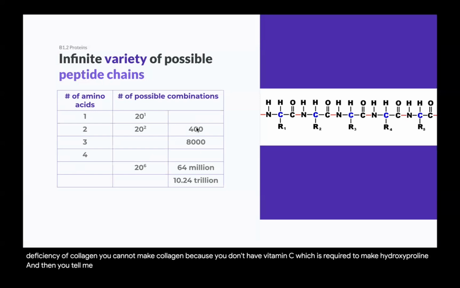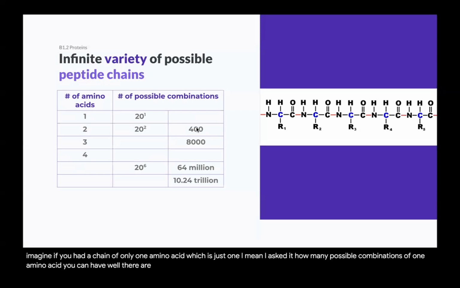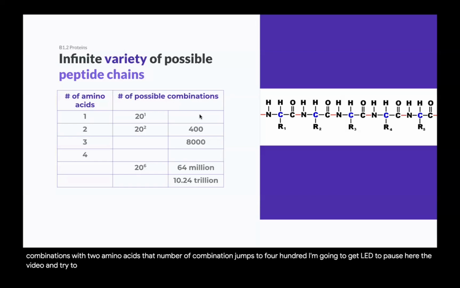And then you tell me, well, 20 amino acids doesn't seem all that much. How many proteins can we make? Well, think of it this way. Imagine if you had a chain of only one amino acid. How many possible combinations of one amino acid can you have? Well, there are 20 different amino acids, so 20 to the power of one, you have 20 possible combinations. With two amino acids, the number of combinations jumps to 400. I'm going to let you pause the video here and try to fill out this table.